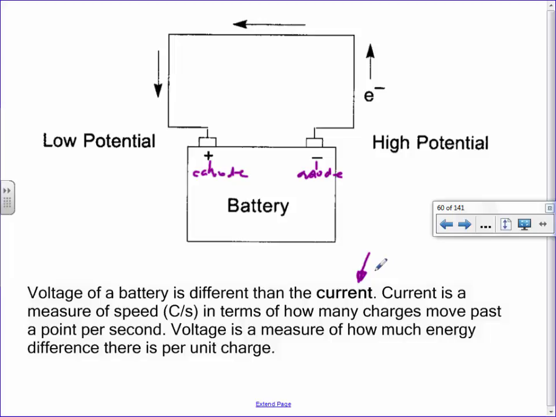You guys ever heard that term current as well? Voltage and current. They're similar, but they're not synonyms. They don't mean the same thing. Current is basically how much charge is able to flow per second. So current is a measure of how much is possible, but voltage is a measure of how much energy they're going to be able to obtain.